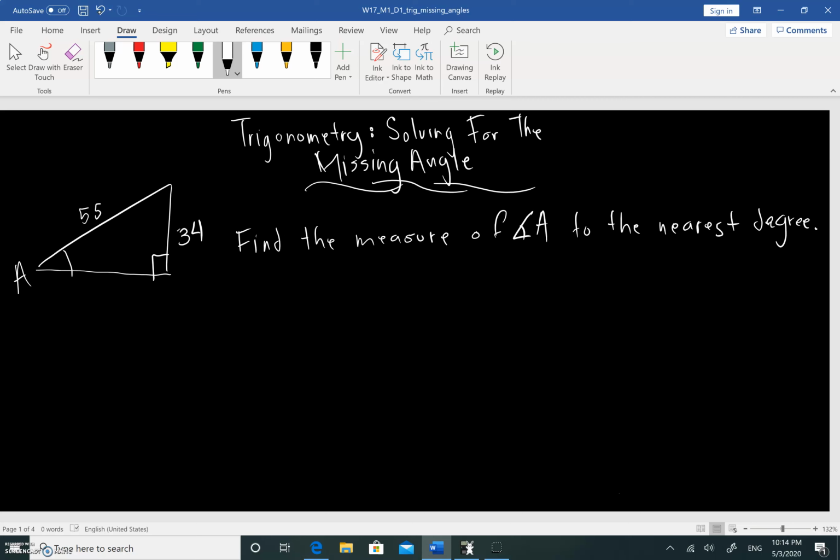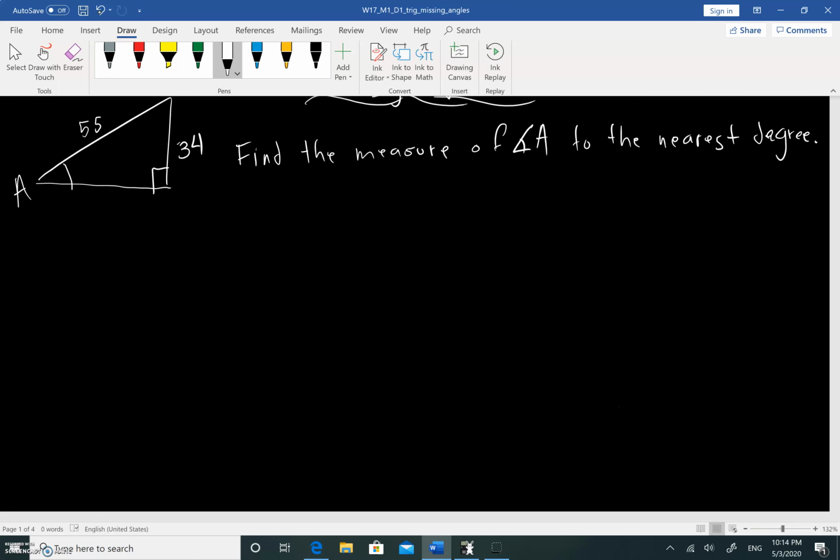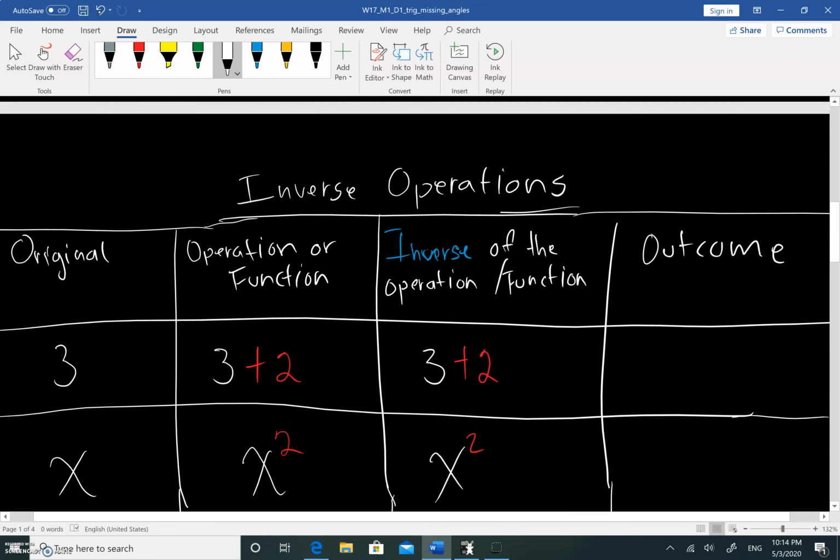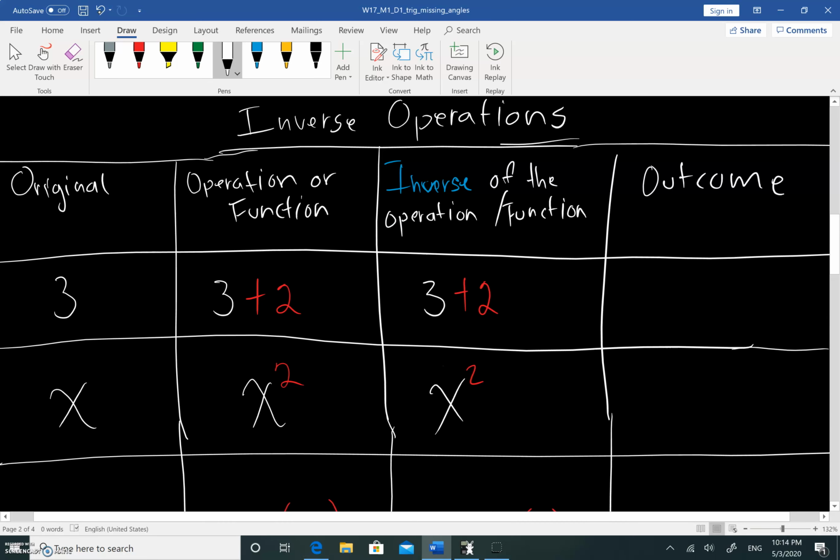Now, before we go ahead and jump into this, we have to go over inverse operations. So let's look at this table for a bit. We have the table, and let's look at number 1. It says 3, right? So we have a 3 here, and then we have the operation or function that we're doing to 3. In this case, we're adding 2.